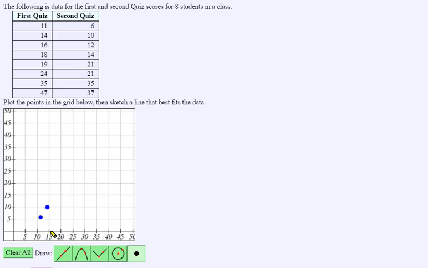16:12 is my next point, so I'm going to go over 16 and then up 12. The next one is 18:14, so I'm going to go over 18 and then up 14. The next one I need to go over 19 and up 21. The next one I need to go to the right 24 and then up 21.